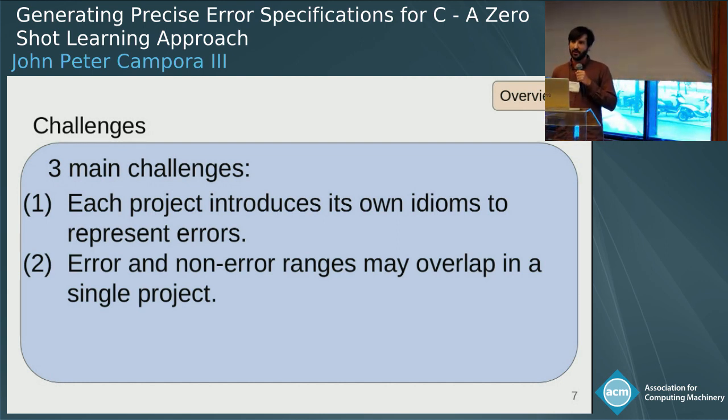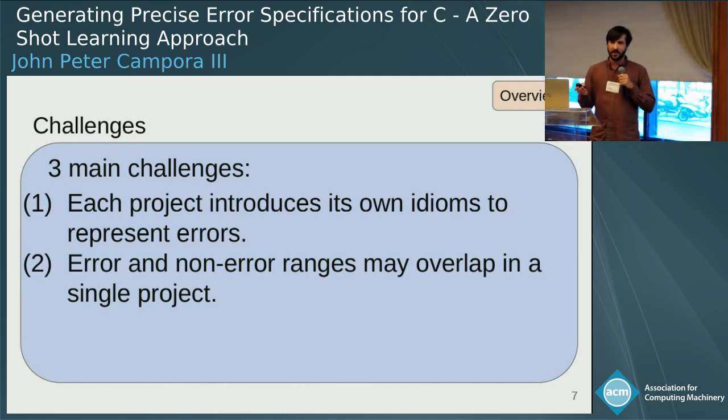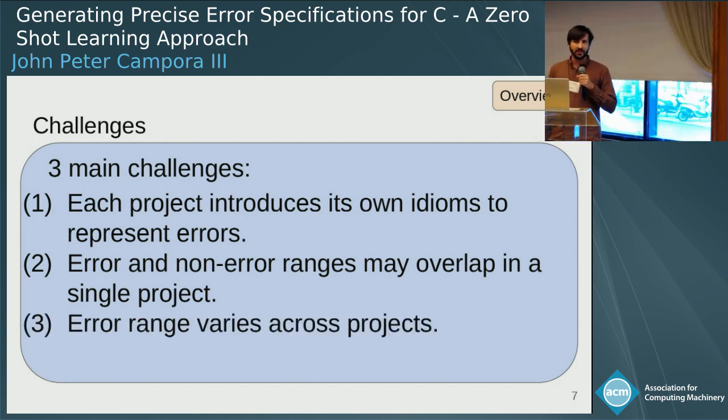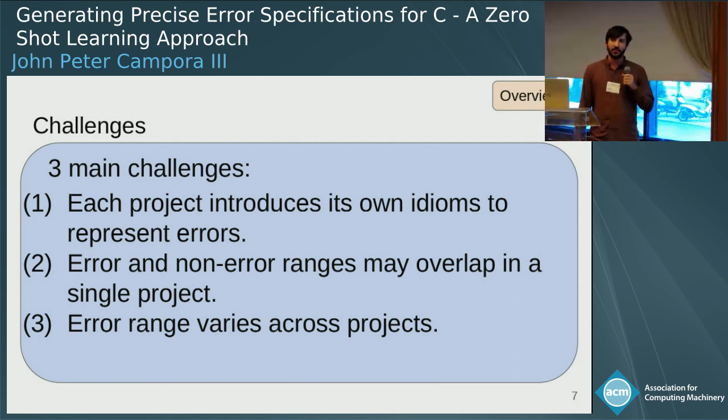The other thing is that error and non-error ranges may overlap in a single code base. So return 0 in some math function might be a valid value based on your math. And return 0 from another function might mean that something went wrong in memory allocation and you need to clean it up. So 0 can indicate basically that you have an error or a non-error in your code base. And then error range varies across projects. So I might be looking at the Linux kernel, like I said earlier, which uses negative integers to represent errors, and then some other code base I go to later might use positive integers.